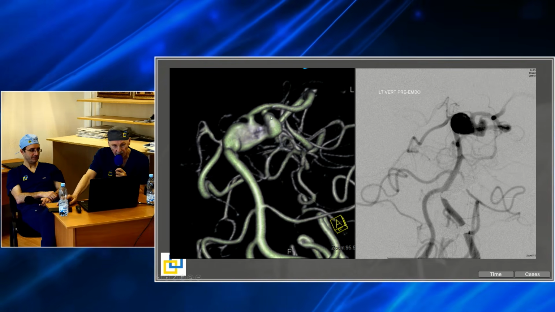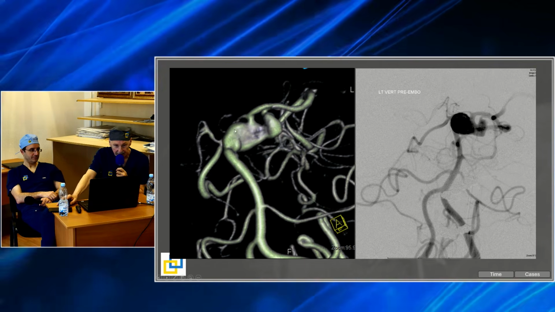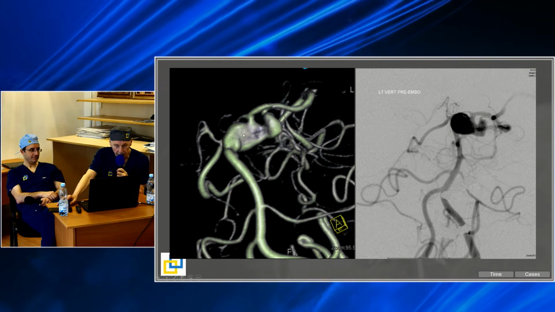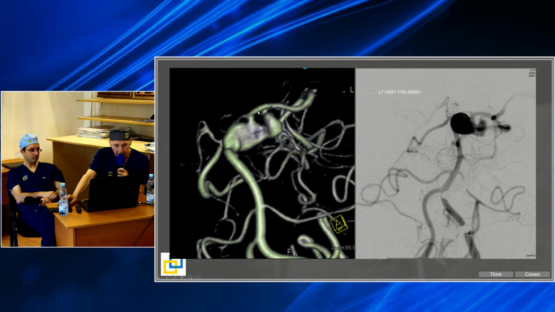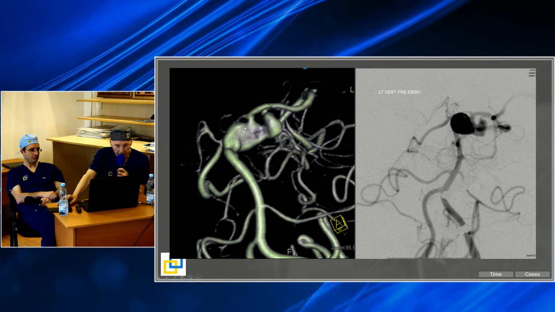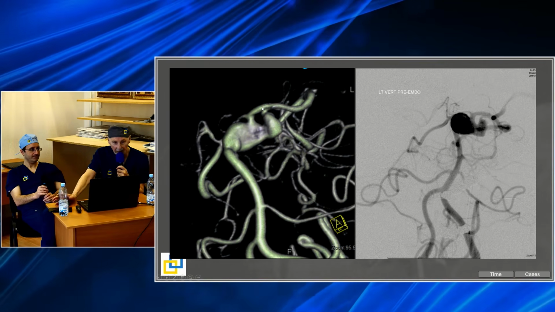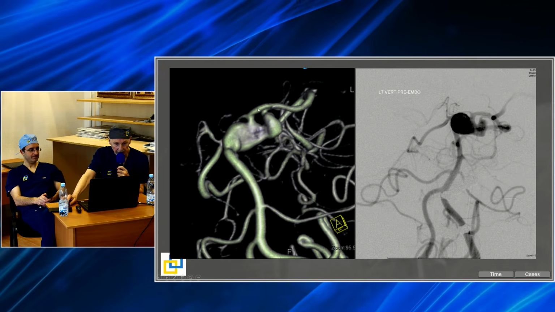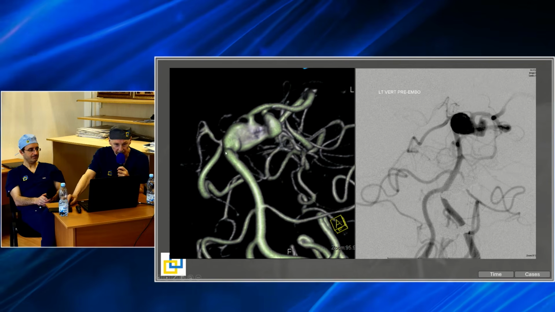So the question is, how do you do this? You can't coil this exactly. Clip it doesn't seem possible. So an option might be flow diversion. Well, how am I going to build a flow diversion construct here? If I go in the sort of obvious way from the dominant P1 into the basilar and try to remake the artery here, I have two problems.